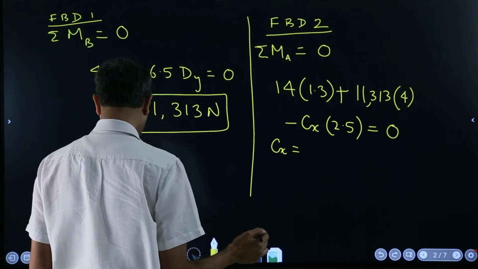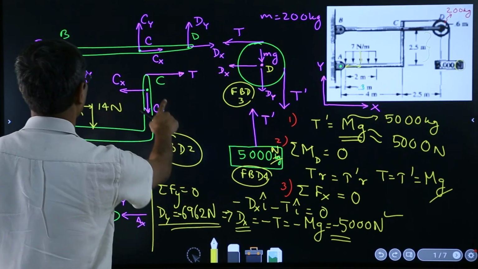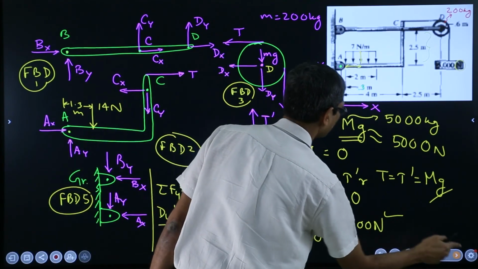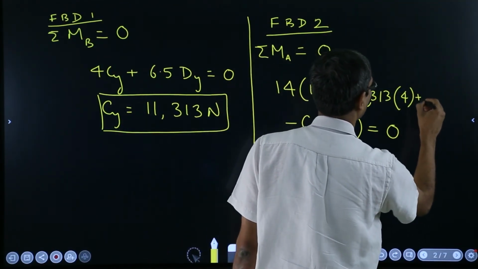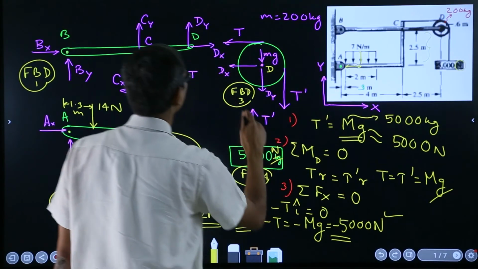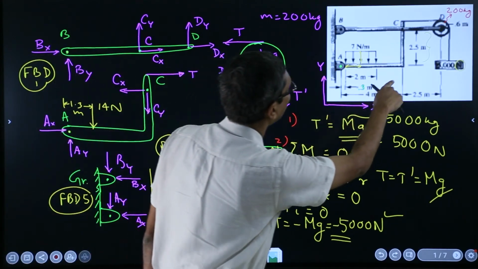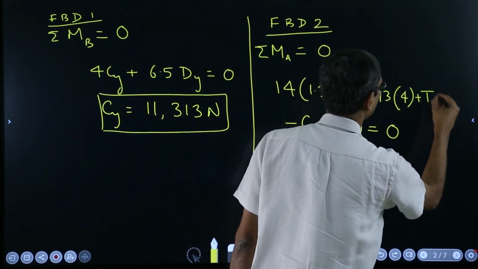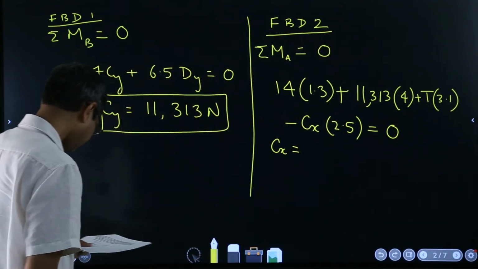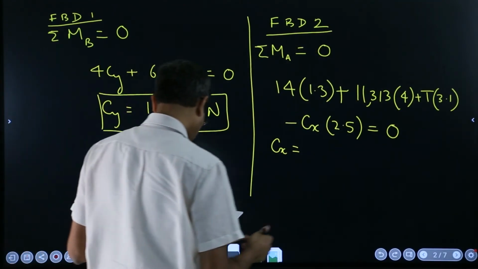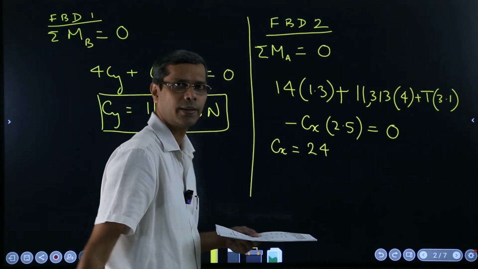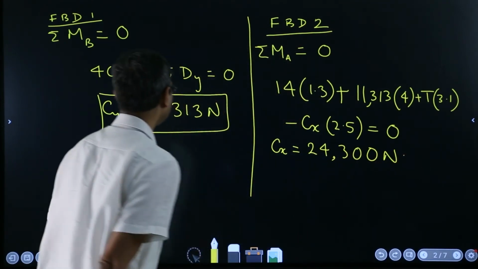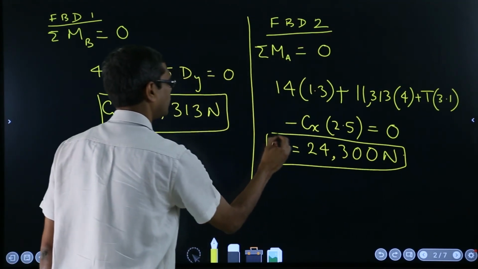Cx. One more thing I think I have missed out. This T is 5,000 newtons. Okay, so here I should also write plus T times, and that distance is how much? This was 2.5 plus 0.6, so that is 3.1. Good. So T into 3.1. So that also should have been there. Okay, so if you do that, Cx you will get as say 24,300 newtons. That's it. So these are the two things you were supposed to find out, Cx and Cy.